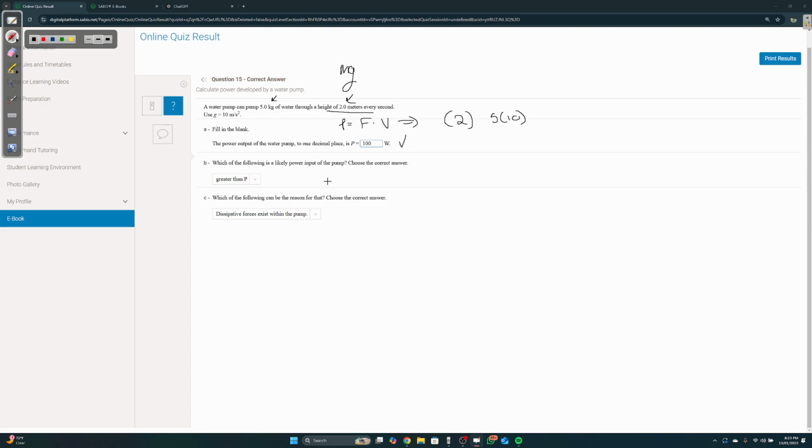Which of the following is a likely power input of the pump? Yeah, power greater than 100 watts. Obviously, it's an input of the pump, so you're going to use power greater than 100 watts. If they use 100 watts, it might run out. Which of the following can be reasons for that? Dissipative forces exist within the pump. They're not going to use exactly 100 because there might be friction, there might be whatever. So you're going to need more than 100 because energy will be lost.